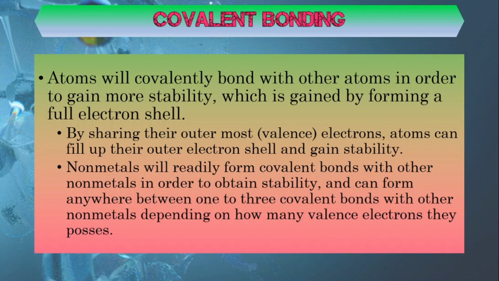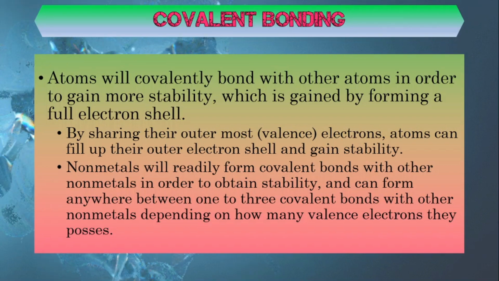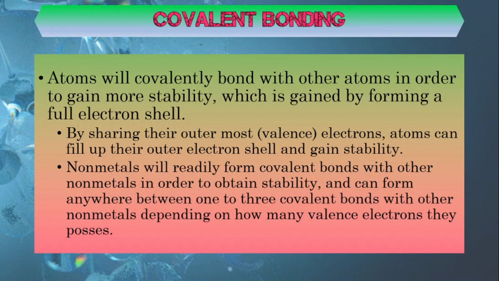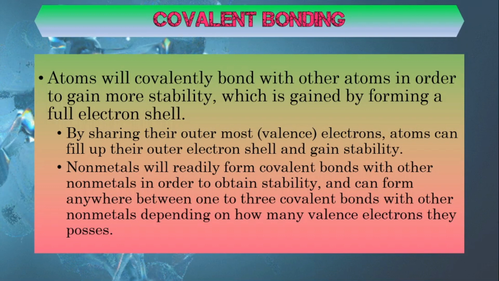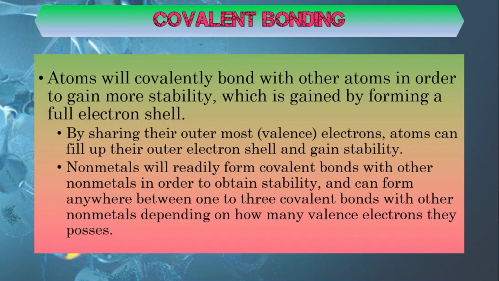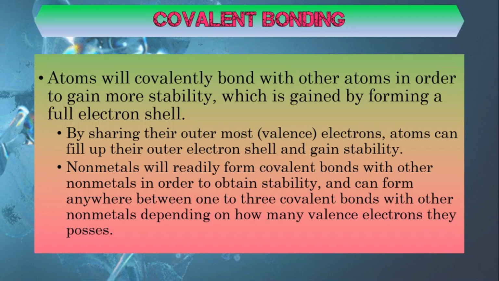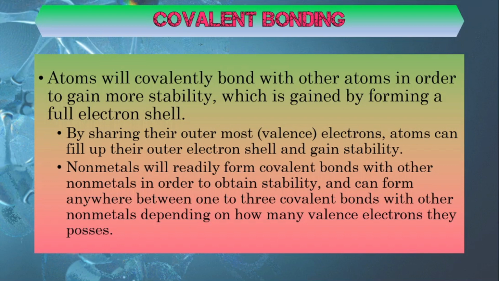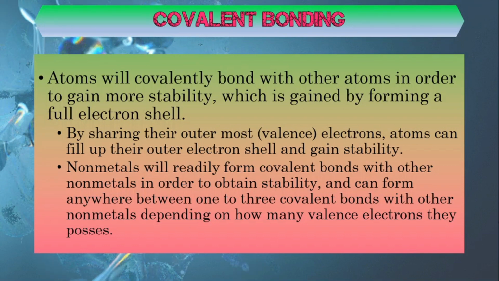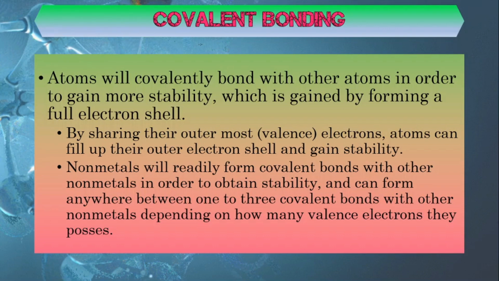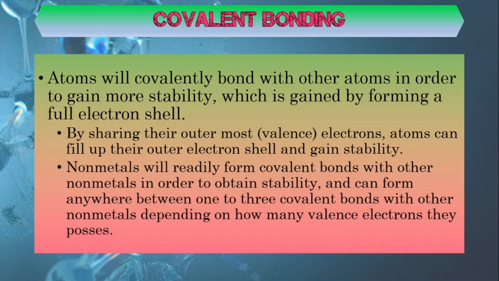Atoms will covalently bond with other atoms in order to gain more stability, which is gained by forming a full electron shell. By sharing their outermost electrons, or the valence electrons, atoms can fill up their outer electron shell and gain stability. Nonmetals will readily form covalent bonds with other nonmetals in order to obtain stability, and can form anywhere between 1 to 3 covalent bonds with other nonmetals depending on how many valence electrons they possess.